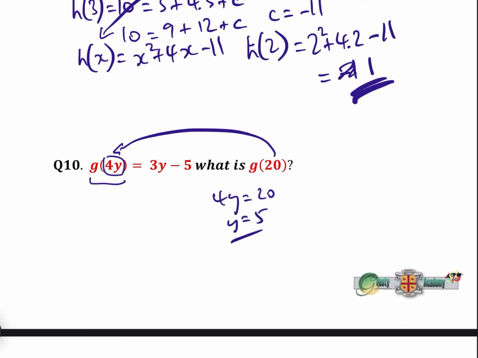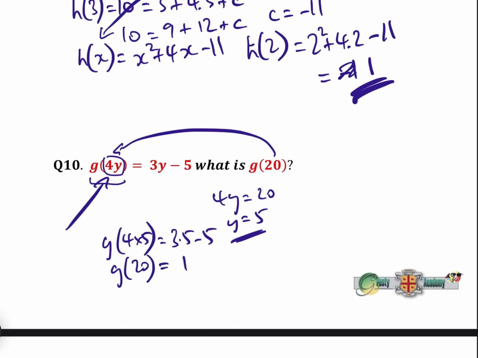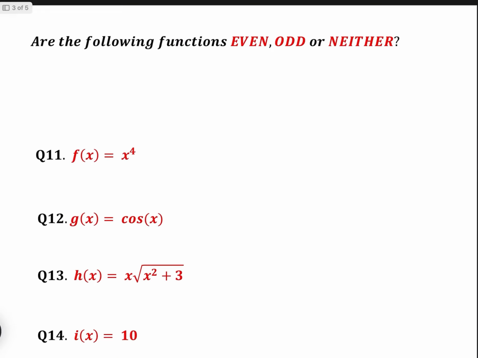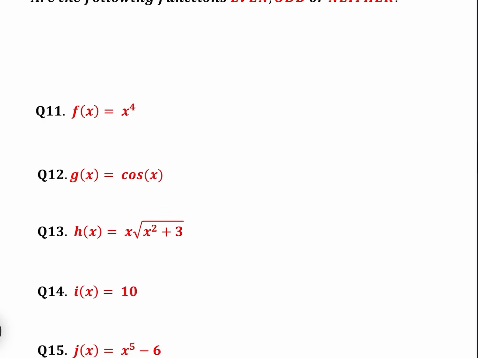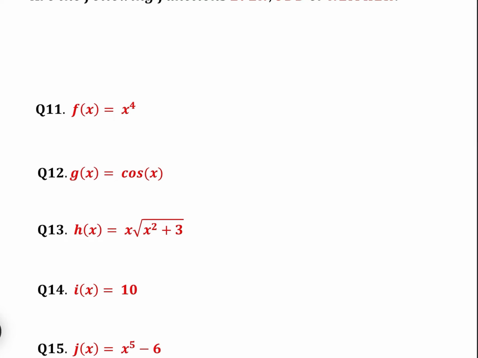Well, clearly, if we put y equals 5 into this, then we get g of 4 times 5, which is g of 20. So all we need to do is put y equals 5. So that gives us g of 4 times 5 equals 3 times 5 minus 5, i.e. g of 20 equals 10. And that's the answer to question number 10. Okay, so now these next 5 are: are the following functions even, odd, or neither? And they're quite common questions. So just pause the video if you wish to answer these now.